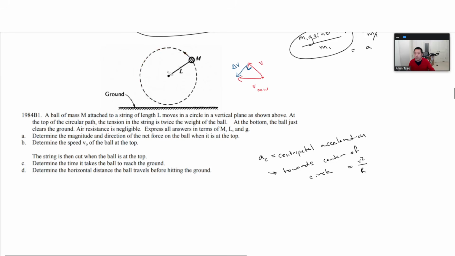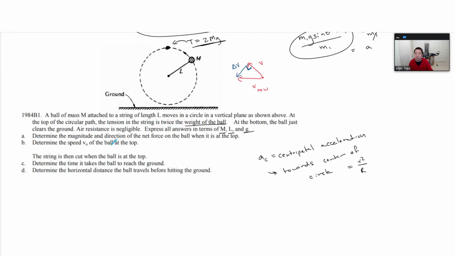let's read this problem and talk about it here. I hope that answered the question. If it doesn't, just let me know. A ball of mass m is attached to a string of length L and moves in a circle in a vertical plane as shown above. At the top of the circular path, the tension is twice the weight of the ball. That means right up here, the tension is equal to twice the weight of the ball. A couple of things: the weight of the ball is just mg. If you didn't know that, weight is always just the force of gravity. Those are the same things. So the tension here is equal to 2mg. That's what they're telling you right up here. At the bottom, the ball just clears the ground. Air resistance is negligible. Express all answers in terms of m, L, and g.